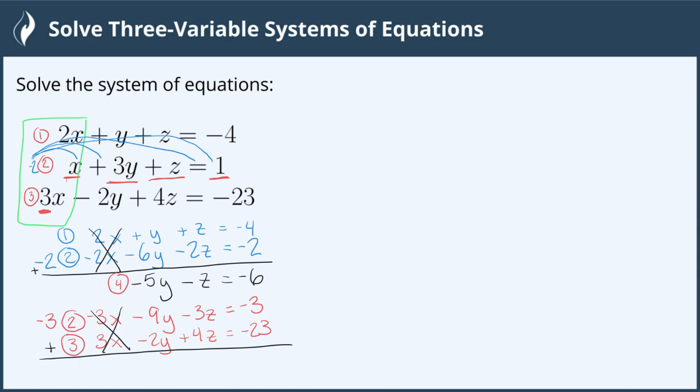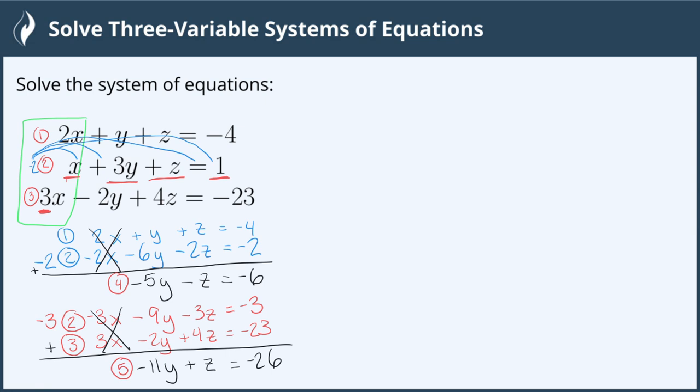Negative 9y minus 2y is negative 11y. Negative 3z plus 4z is 1z, and we can put the 1 out in front, but I think it's kind of messy, so I just leave it as a z. And negative 3 minus 23 gives us negative 26. Again, we have another new equation, so I'm going to label this as equation number 5.